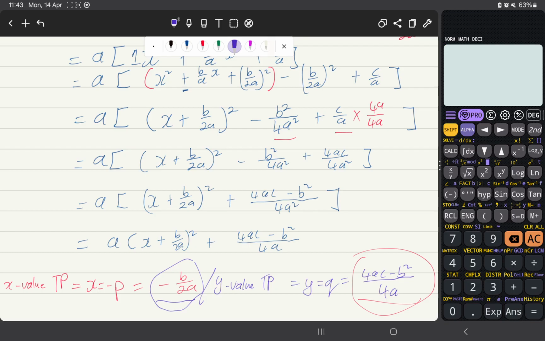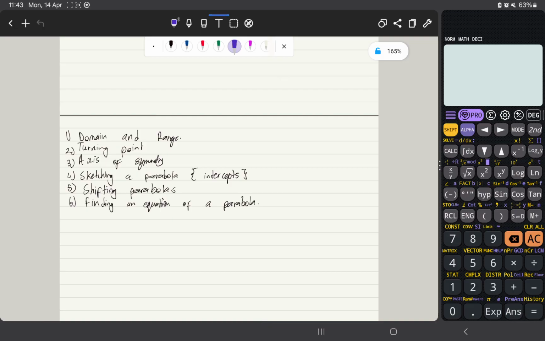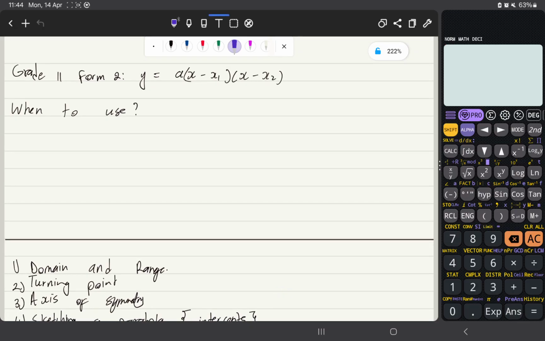Cool. We're gonna come back to this, but now let's discuss the second form. I believe this is the last form we have of a parabola. We see it's everything that we know. We have a, and then we have x. Then the question you guys can ask yourself is, what is x1 and what is x2? Let's deal with that.